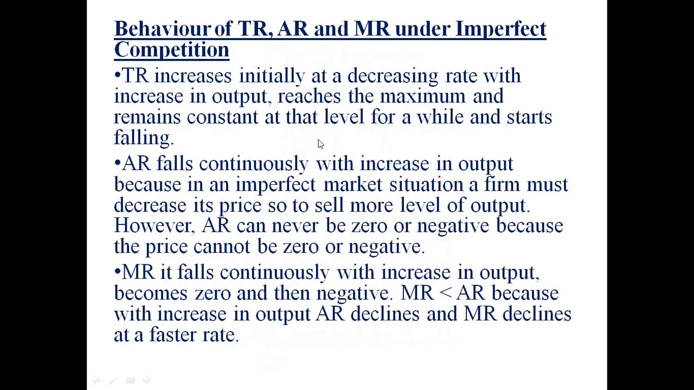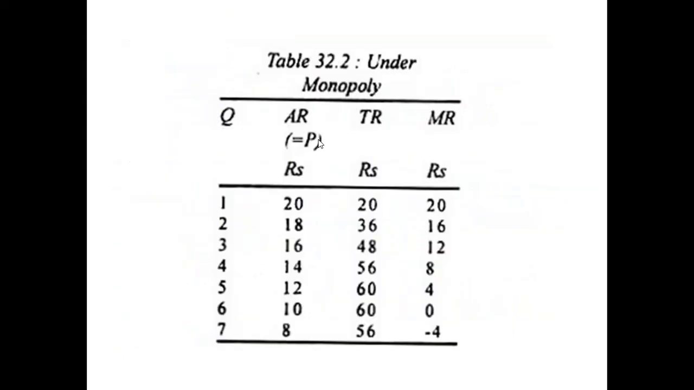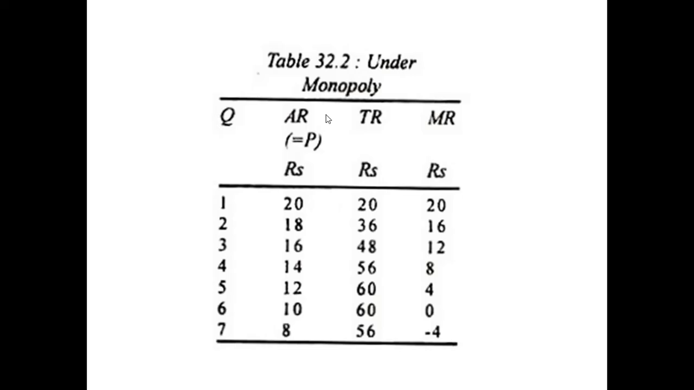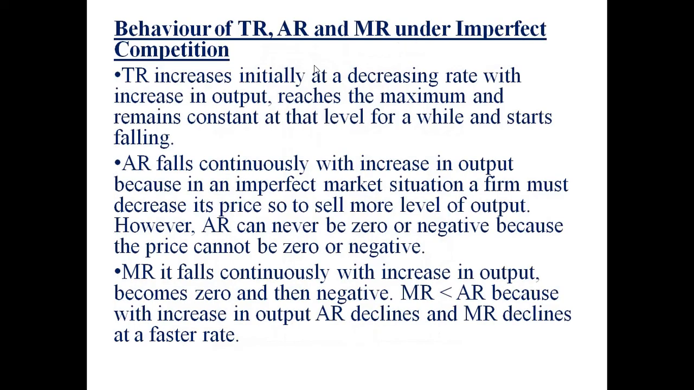Now why does this happen? Why does TR previously increase at a decreasing rate? TR increases but at a decreasing rate, and again it will reach the maximum point and fall down. Why does TR increase at a decreasing rate? Is this because of the decreasing returns? No, it's not because of that. It is actually because of the feature of the imperfect competition market.